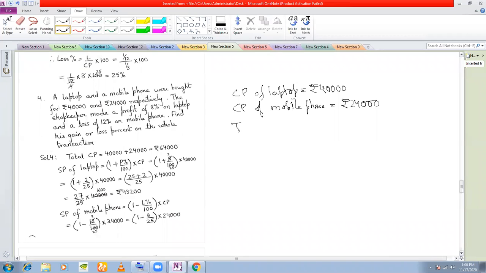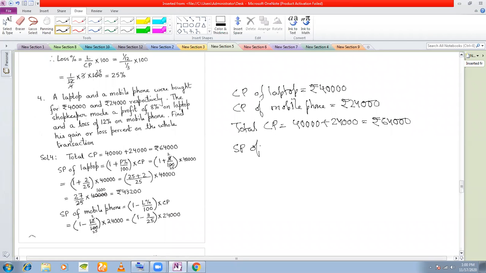So first of all, what is the total cost price? What is the total investment? How much is he investing on the laptop and the mobile? 64,000. Okay, so this is how much he is investing. Now he is making a profit of 8% on the laptop.